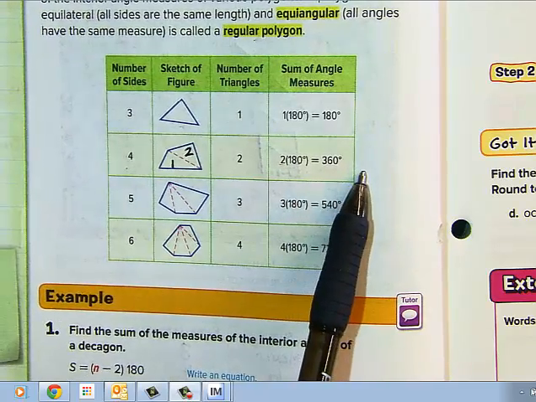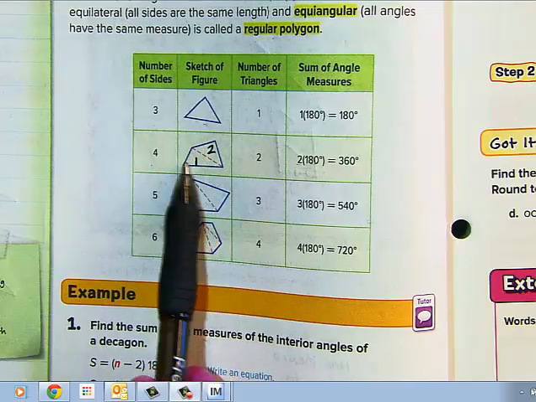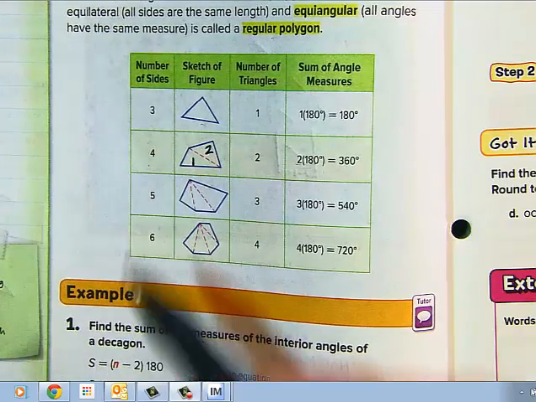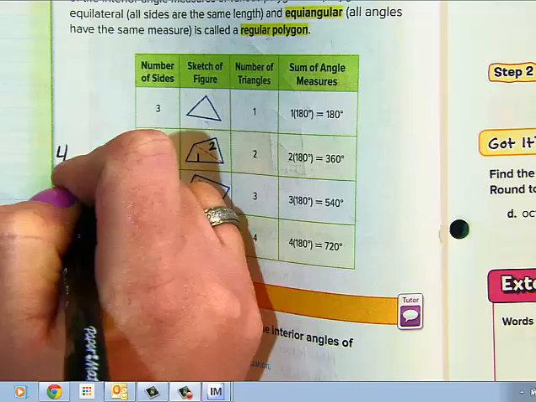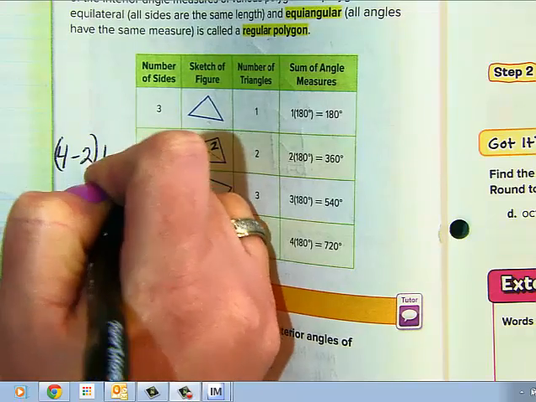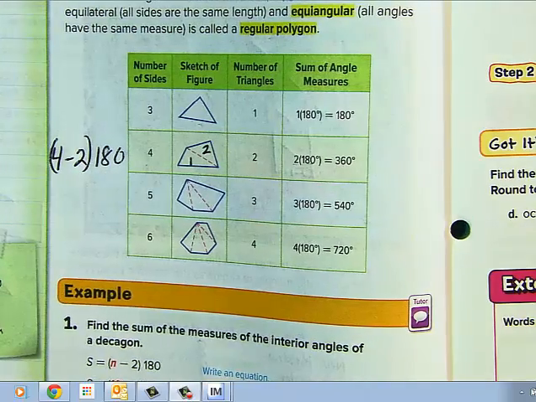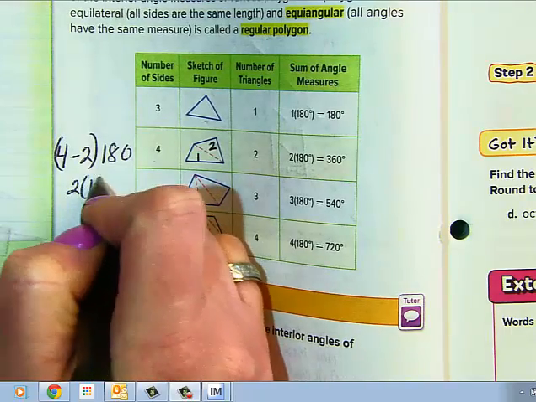If I use the formula to do that, remember it's the number of sides. I have 4 sides, so I take 4 minus 2 times 180, and 4 minus 2 is 2.